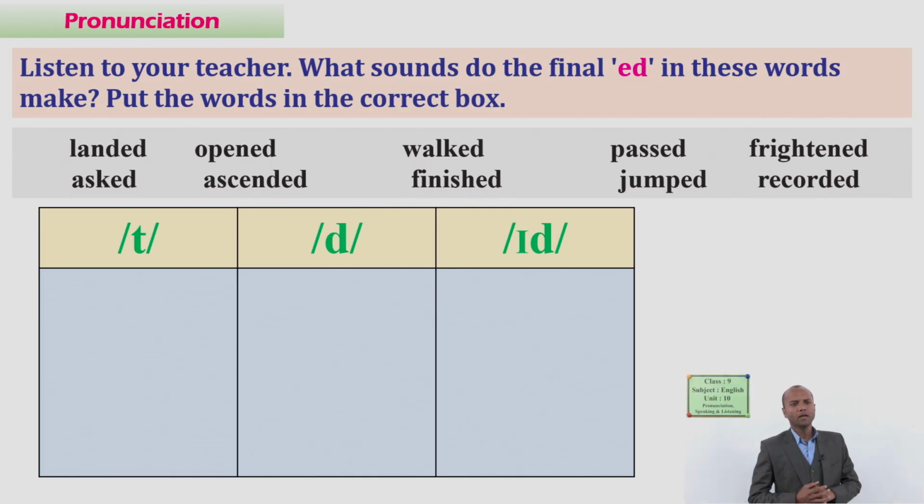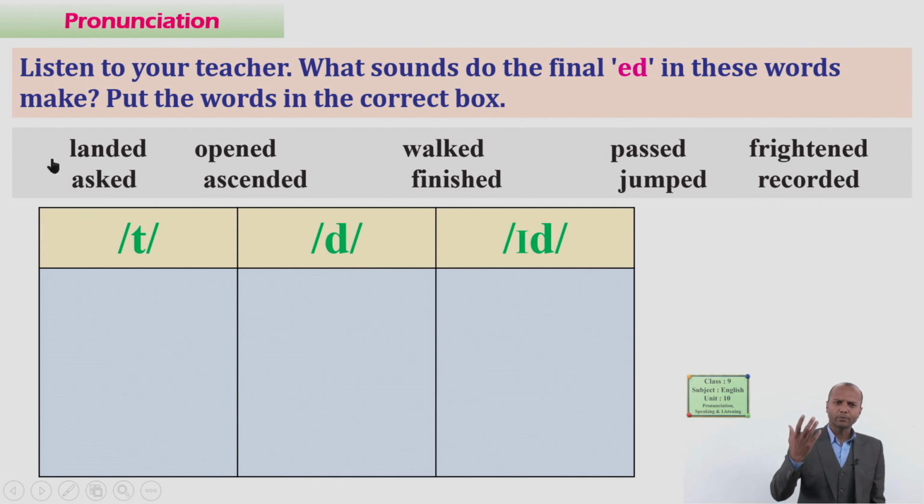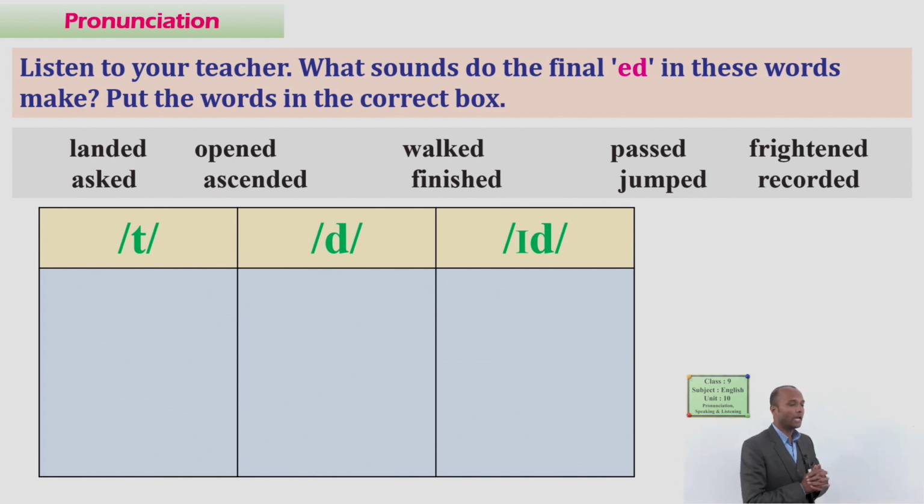So, here under this it has been given, listen to your teacher. What sounds do the final ed in these words make? Put the words in the correct box. You have been given a list of words, and after I pronounce these words, you have to write them under three different headings, t, d and id. So, before that I would like to give you some ideas.